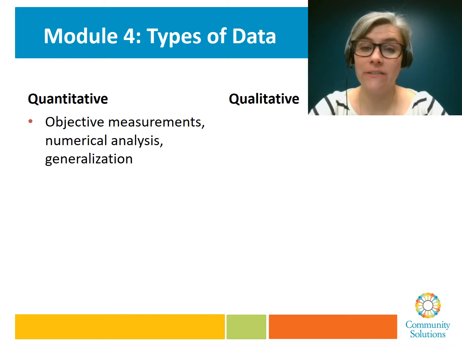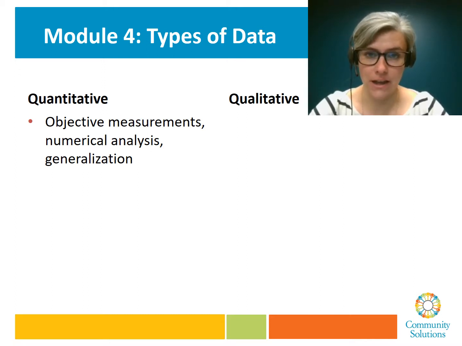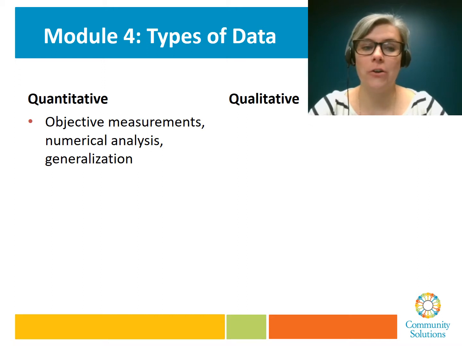Quantitative data is what we traditionally think about when we think about data. So numbers, percentages, things like that. It's an objective measure that can undergo numerical analysis, like adding, subtracting, running statistics, things like that. And you can remember quantitative by thinking quantitative equals quantity equals numbers.